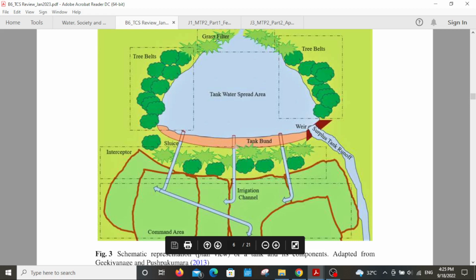In this earthen embankment, sluices are provided. These sluices allow tank water to be released for specific applications. For example, here there is a command area, that means agricultural land. So this tank is utilized for irrigating the command area, or agricultural land, located downstream of the embankment or tank bed. This is how the entire set of components of a tank can be visualized, and we have also seen in the previous picture how the tank cascade network operates.